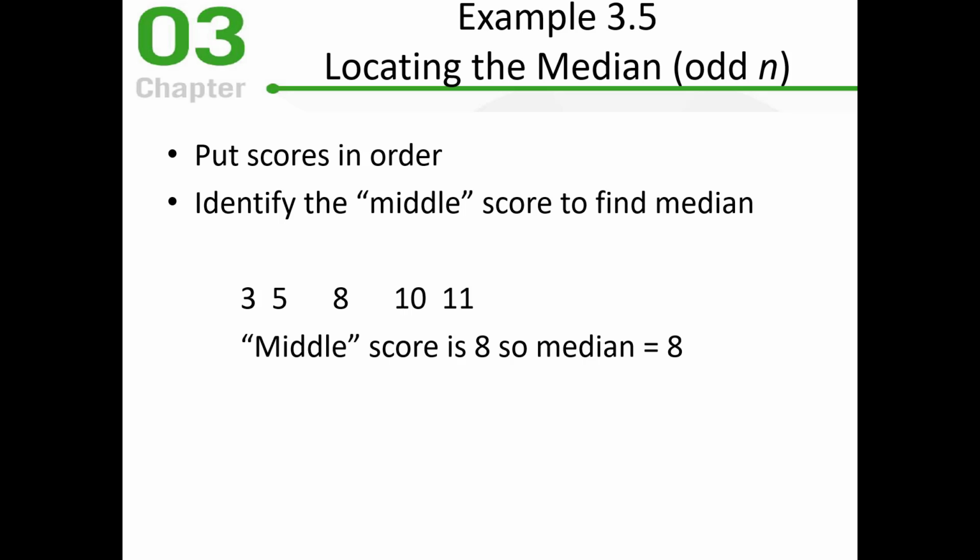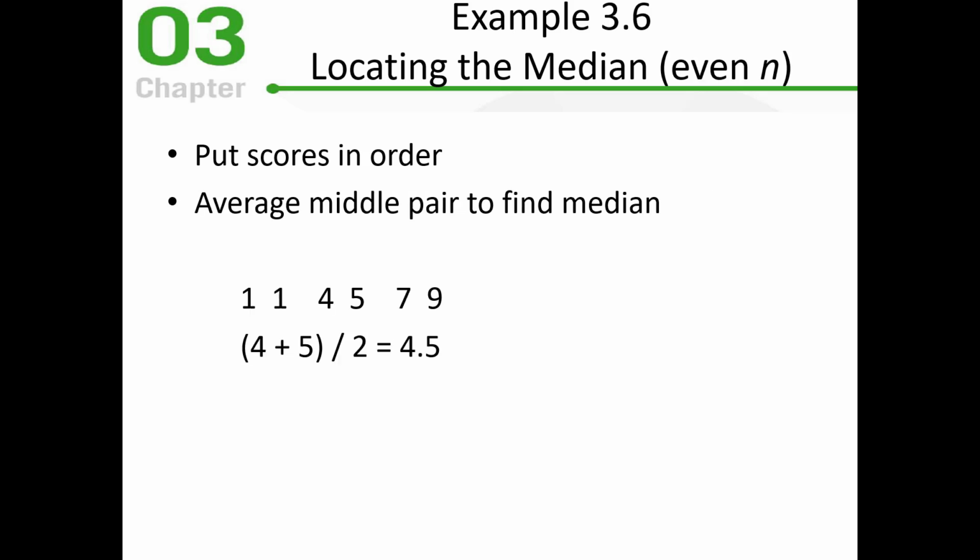In this example, we have an odd number of items consisting of 5 scores: 10, 5, 3, 8, and 11. In order to identify the middle score, we need to first list the numbers in order from least to greatest. Now our order is 3, 5, 8, 10, and 11. Which score is in the middle? That is correct. 8 is in the middle. 8 is our median.